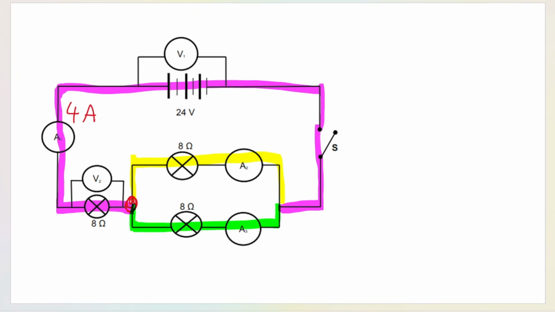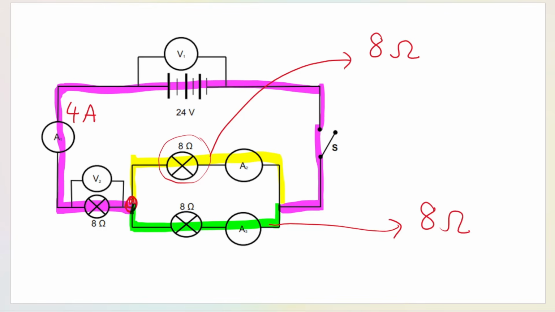In this case, it is super, super easy. Because the yellow branch, do you see the yellow branch? The top branch has a resistance of 8 ohms. See, it just has that resistor, 8 ohms. And the green branch has a resistor of 8 ohms. It means that the resistance is the same. Because the resistance is the same, the current split will be the same, which means that the 4 amperes will split equally. What that means is 2 amperes of current will go through the yellow branch and 2 amperes of current will go through the green branch. 2 plus 2 is 4.